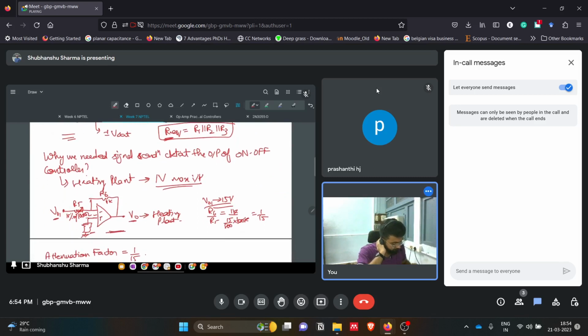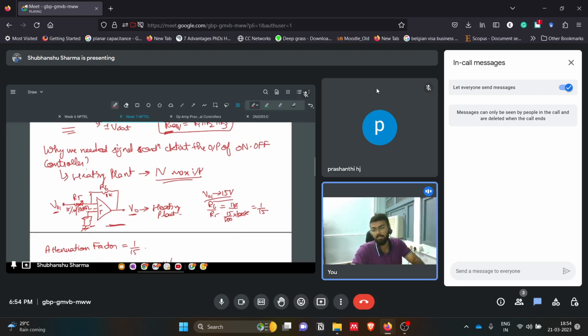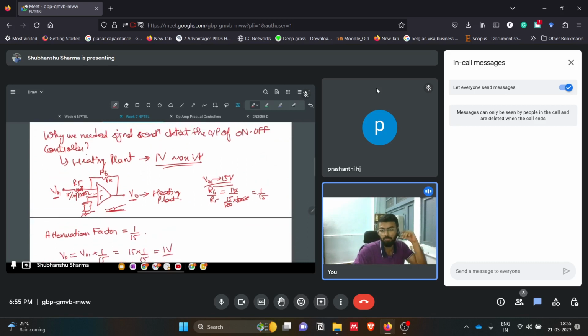Then we needed a signal conditioning circuit for this heating plant because the heating plant can only handle 1 volt max input. For that we again used an attenuator having a gain of 1 by 15. Based on that we get an output of 1 volt from this on-off controller, which can be fed to the heating plant.